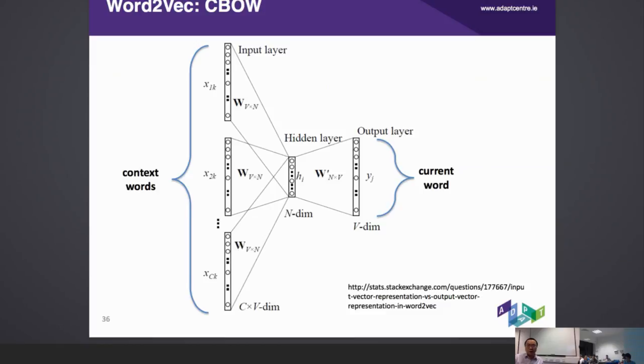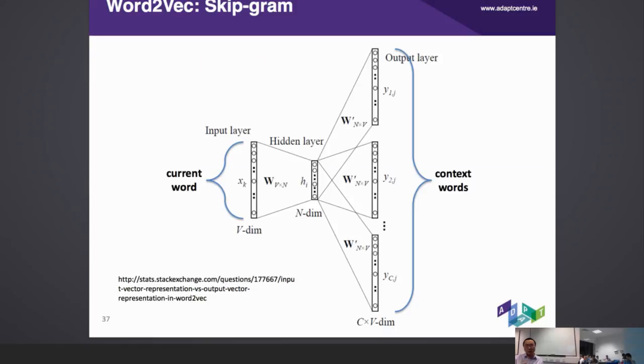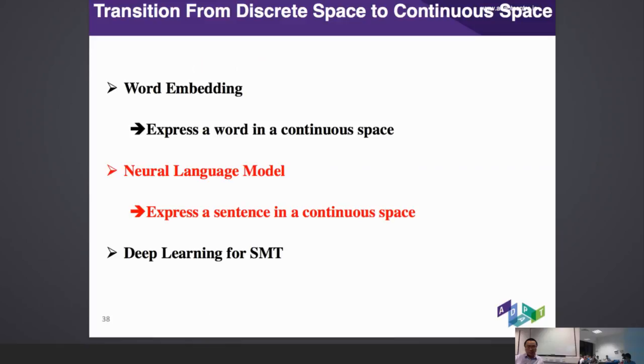We use this model to repeatedly train and adjust, because given a monolingual corpus, we can get a huge number of instances to train this model. The skip-gram model is trained in a similar way, but it uses the current word to predict the context words.